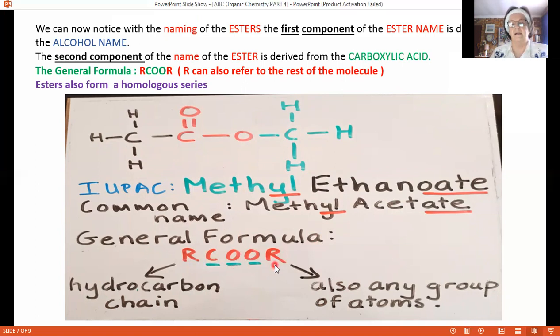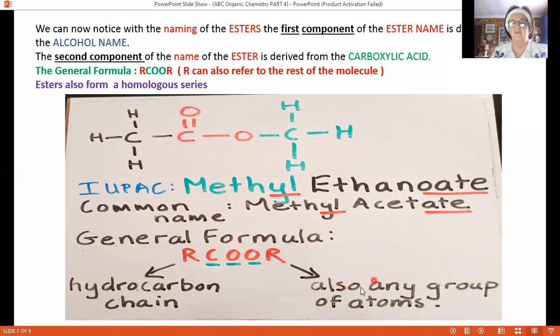But the general formula is written as RCOOR. The R here represents these hydrocarbons, or the carbon with the 3 hydrogens. The R generally stands for the hydrocarbon chain, or the chain in this example, or they also use the definition as any group of atoms.